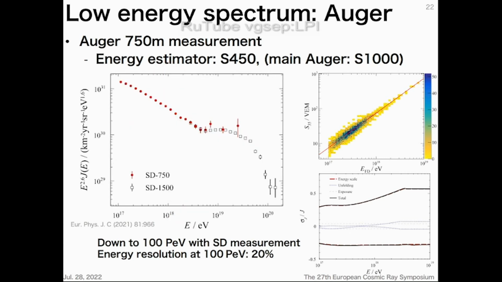This is the OJ 750 meter array data and then the main OJ SD measurement. You can see the two results are smoothly connected, and the low energy measurement also observes the ankle structure.